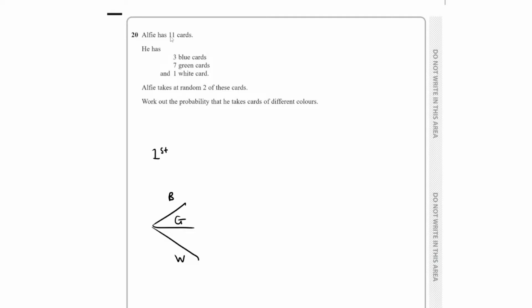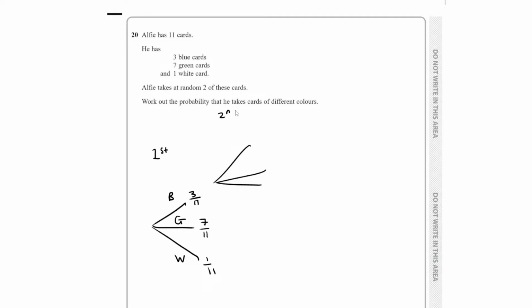So he's got 11 cards. Initially, that's going to be our denominator, and blue is 3 out of 11, isn't it? So 3 out of 11. Green is 7 out of 11, and white is 1 out of 11. So that bit's fairly straightforward. It's then the second bit that's interesting. So I'm going to try and move it up here.